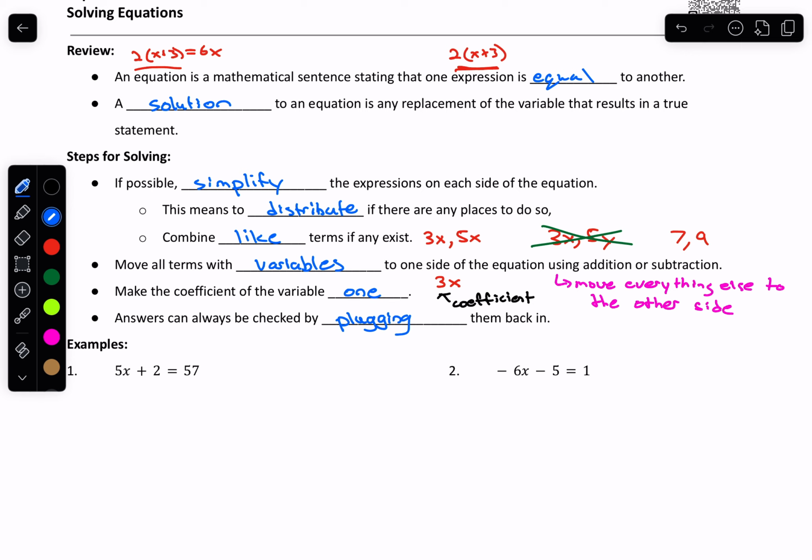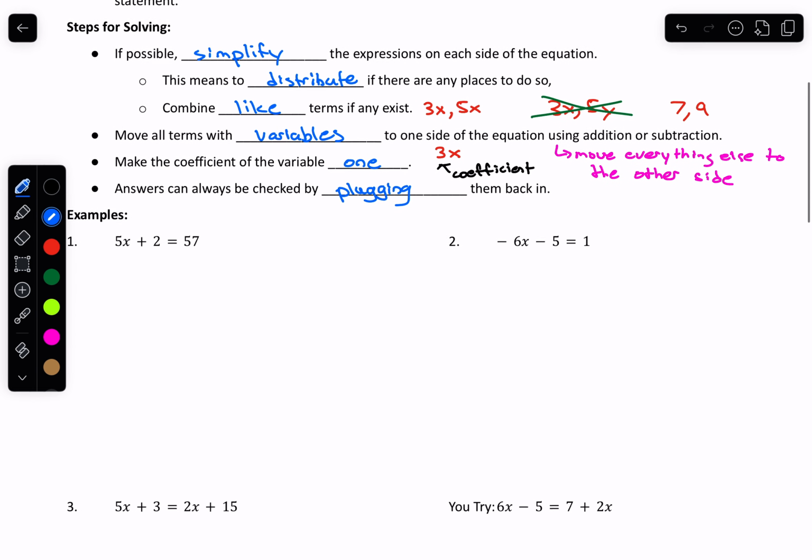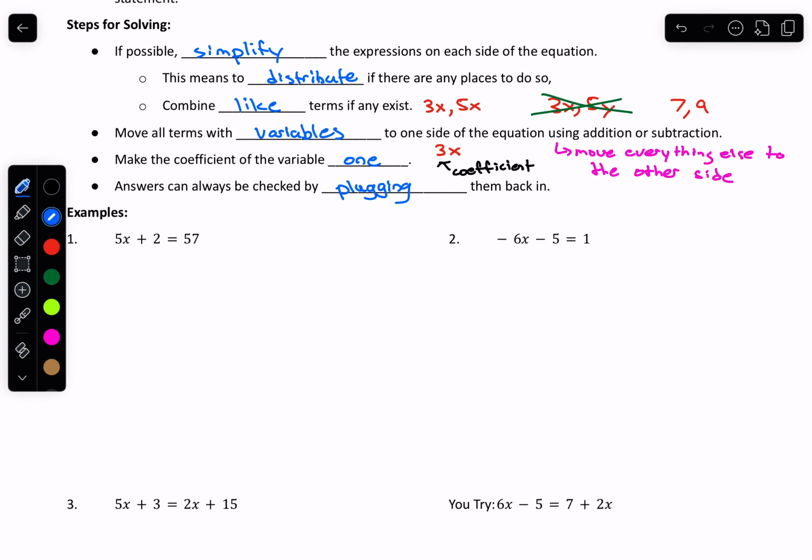All right, so now let's go ahead and solve some stuff. Number one, we have 5x + 2 = 57. Our goal is to get all of the x's on the left and everything else on the right.